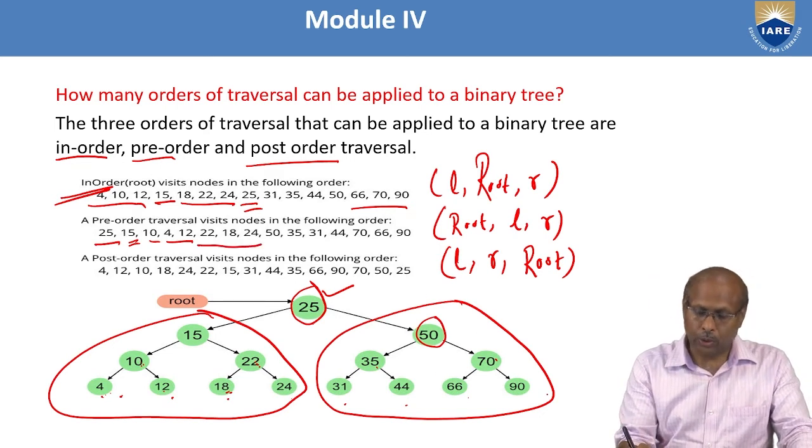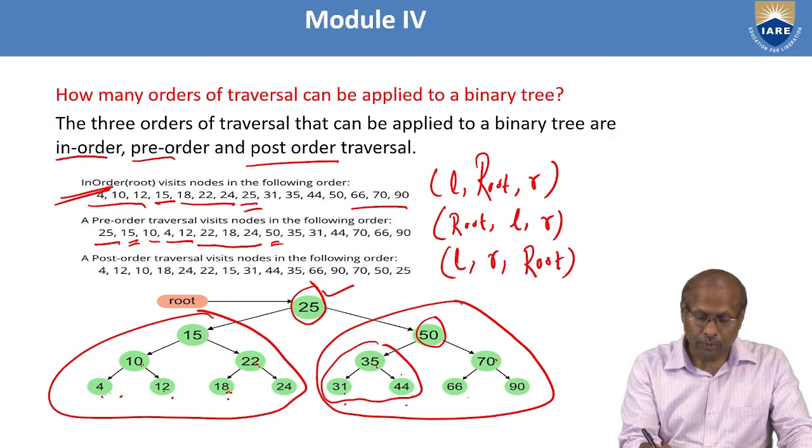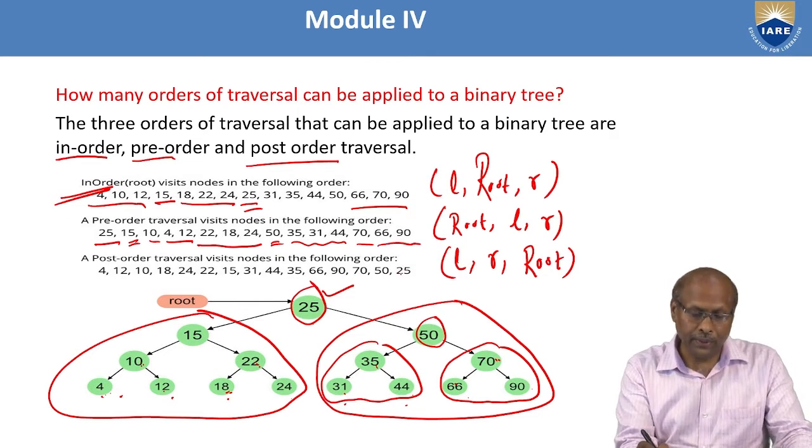Similarly, for the right subtree also, you can observe here first 50, the root, then the left subtree. In the left subtree, 35, 31, 44. And for the right subtree, again root 70, 66, 90. So this is the right subtree's pre-order.